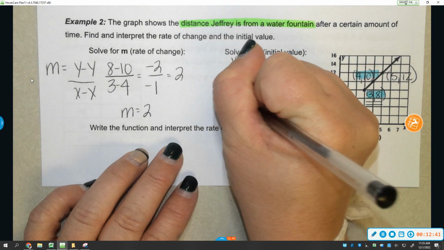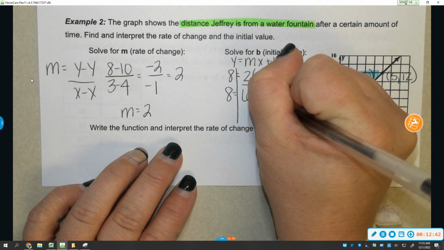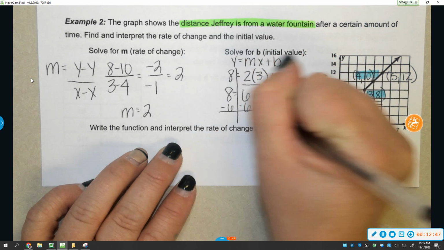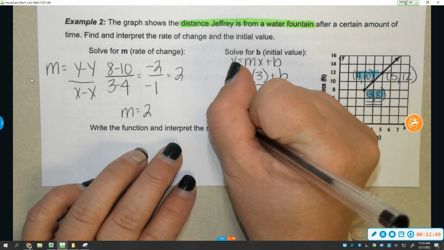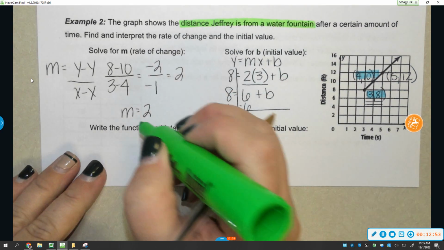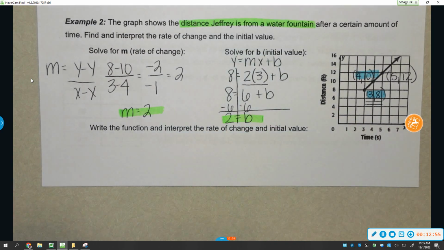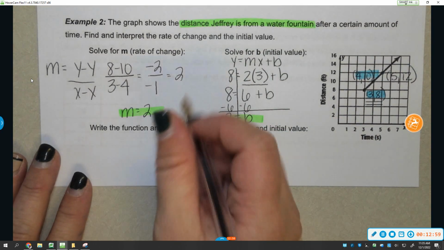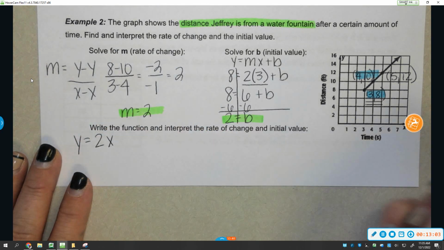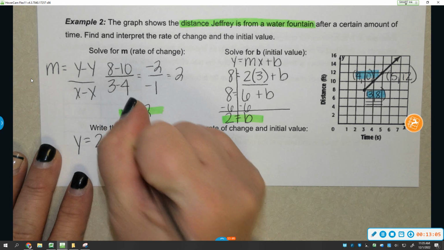Simplify. 2 times 3 is 6 plus b. I want b by itself, so I subtract 6. 8 minus 6 is 2 equals b. Alright, so now I have everything I need to write my function. This part is the easy part, just writing your function. So y equals m, or 2x, plus b, or plus 2.